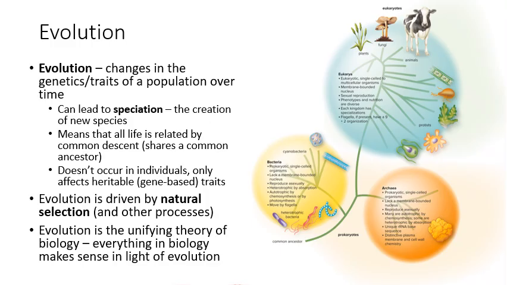Finally, evolution is the unifying theory of biology. So it is the one theory that holds together all of the knowledge in biology and makes everything make sense. Without evolution, you just have a lot of random facts that it's not clear how they're connected to each other.